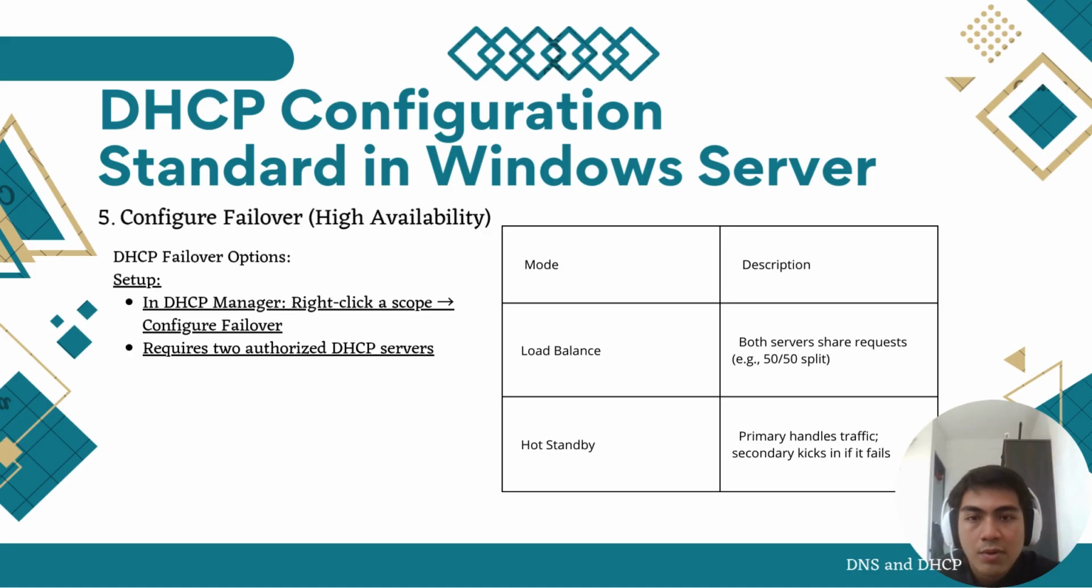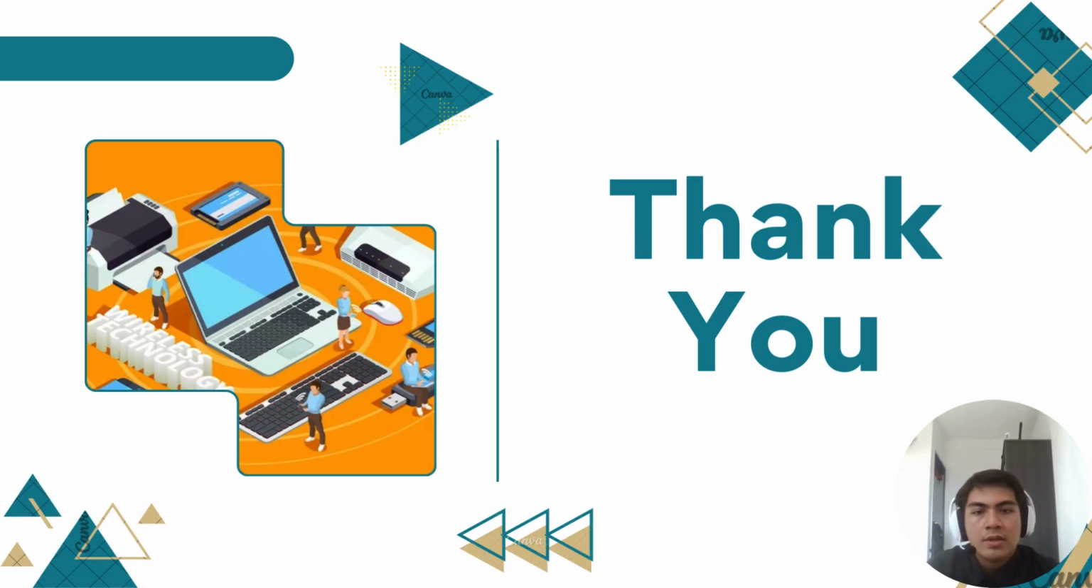Okay, next, configure failover for high availability. DHCP failover options: set up in DHCP Manager, right-click the scope, and then go to Configure Failover. It requires two authorized DHCP servers. Mode and description. First one, load balance: both servers share requests. Hot standby: the primary handles traffic, the secondary kicks in if it fails. And that's all from us.